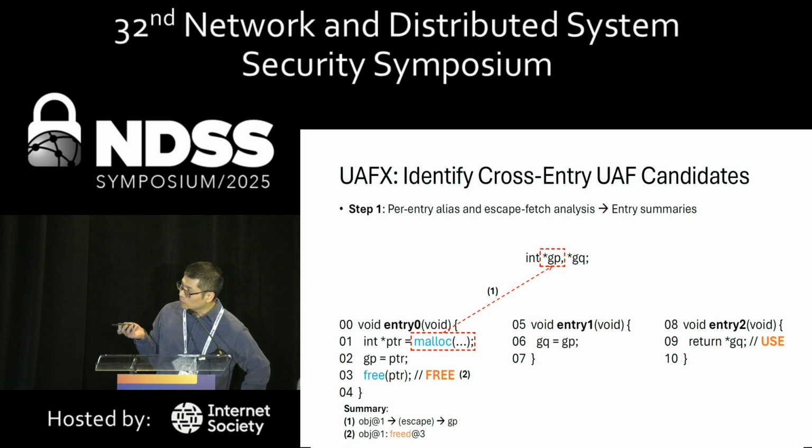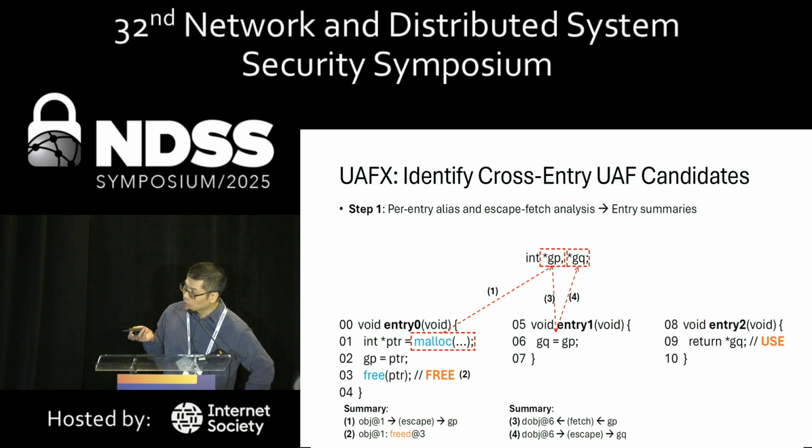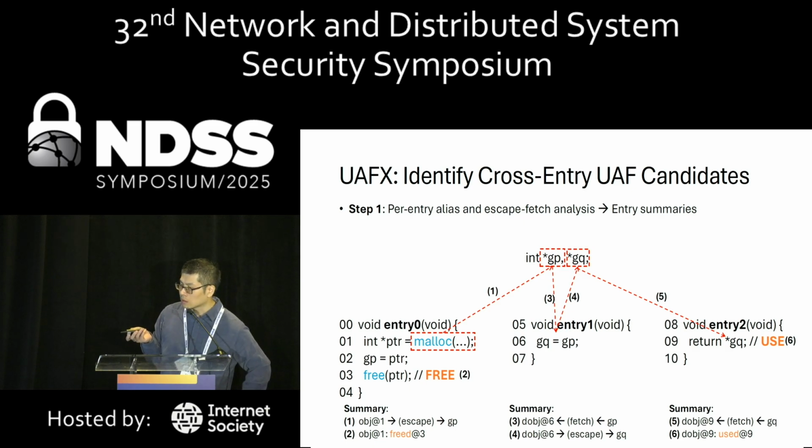And for entry function 1, our summary is that whatever object pointed to by GP will be fetched and escape again to pointer GQ at line 6. And then for entry function 2, our summary is that whatever object pointed to by GQ will be fetched and accessed at line 9. So this is our per entry function summarization.